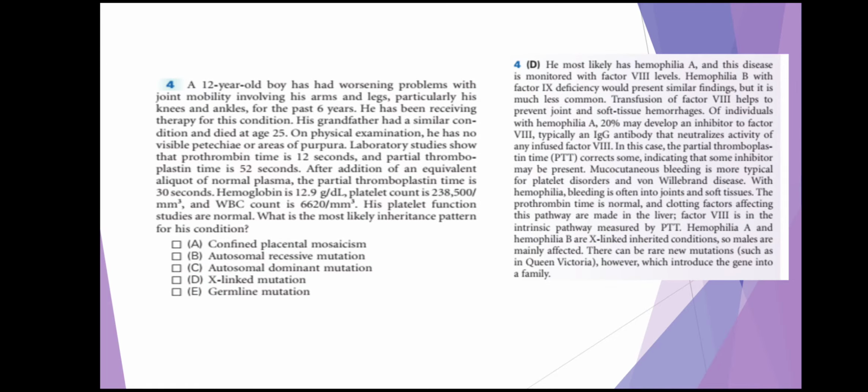What is the likely inheritance pattern for this condition? This condition is hemophilia because it is manifesting in a male child, and the history is of 6 years, there is history of involvement of the joints and limited joint mobility, and PT is normal while APTT is prolonged, and the platelet count is again normal. So this is a case of hemophilia. Inheritance pattern is X-linked recessive. In the options the answer is X-linked mutation. They have not given X-linked recessive, but they have given X-linked mutation. So this is the answer for this question, where the diagnosis is hemophilia.